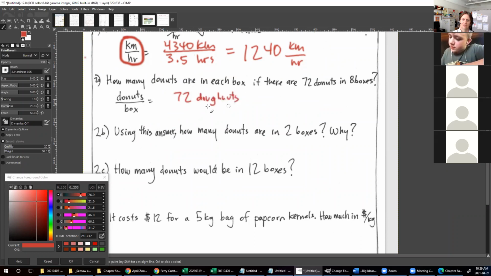I don't know if that's the right spelling, but that's all right. And 8 boxes, because box is on the bottom. Okay, and we're going to go 72 divided by 8, which is going to give me 9 donuts per box. Okay, these are way better. This is way more appropriate.